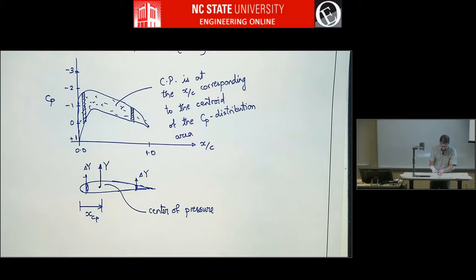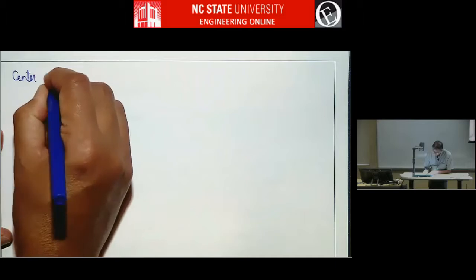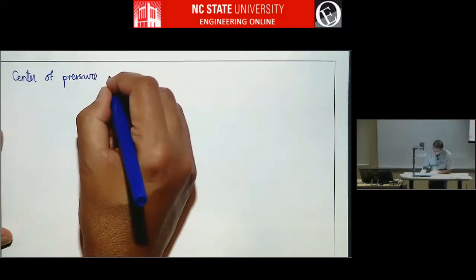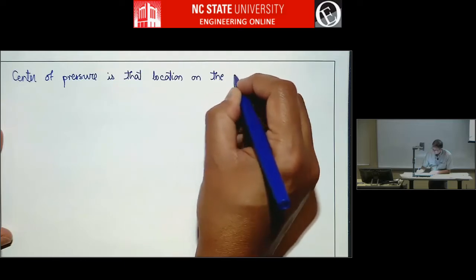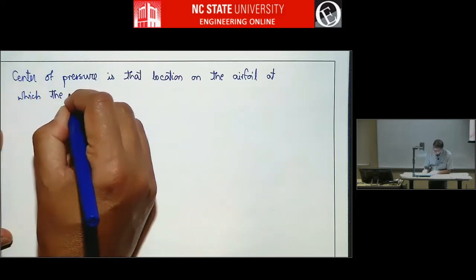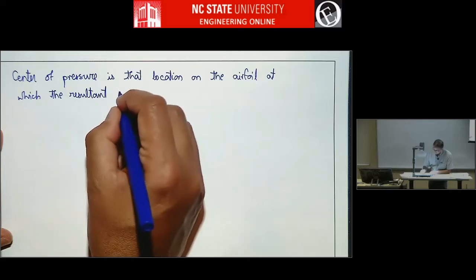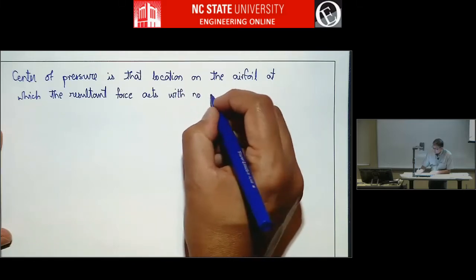So let's put that in words and define it better. So it's kind of like center of gravity, right? If you have a mass distribution, where do you put the total weight for this distributed mass? But the key to that is there should be no accompanying pitching moment.